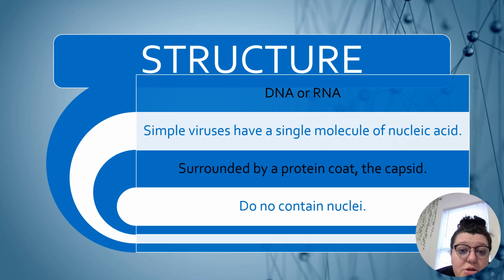Last, we have the structure of a virus. Like I stated before, they can either be DNA or RNA. Simple viruses have a single molecule of nucleic acid. They're surrounded by a protein coat, and we call this the capsid. But there is also another type of virus that is not surrounded by that protein coat, and we'll go over that next. But viruses also do not contain nuclei.